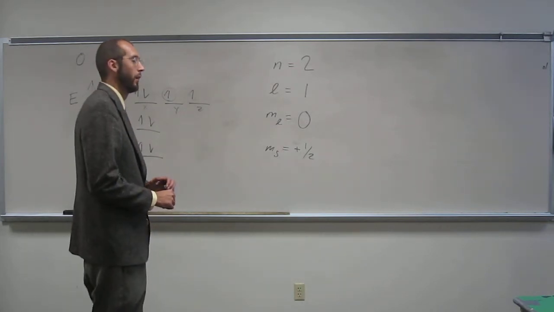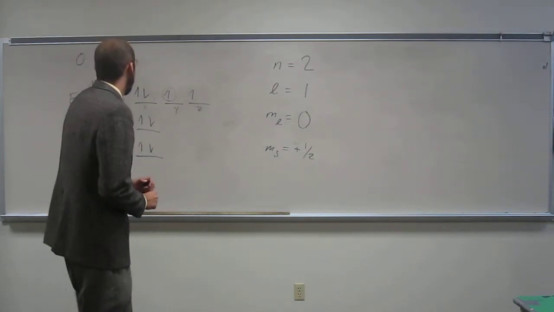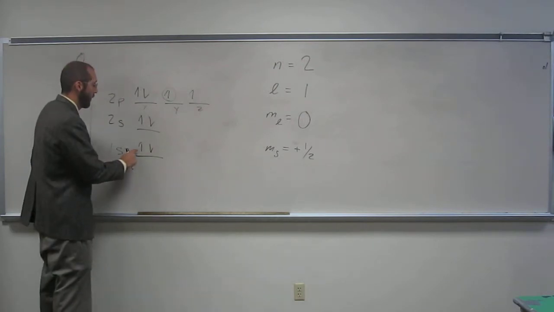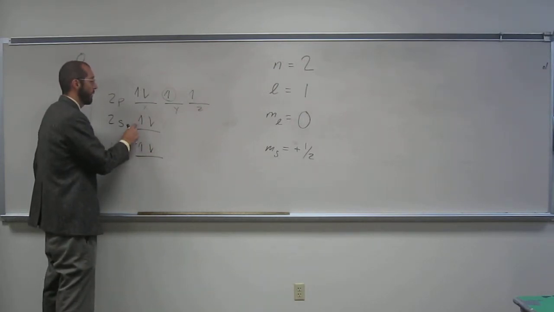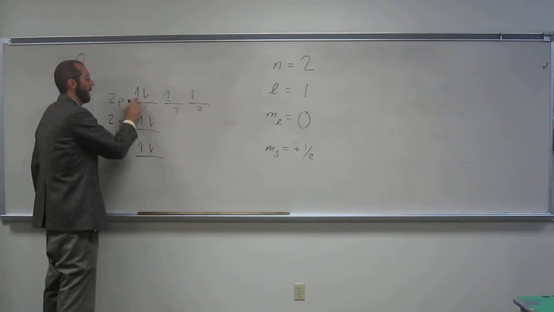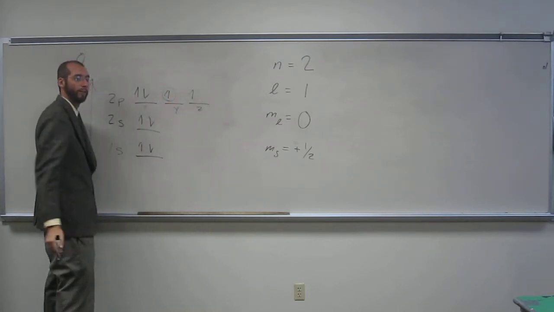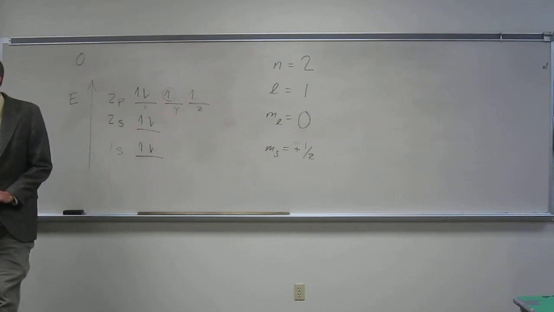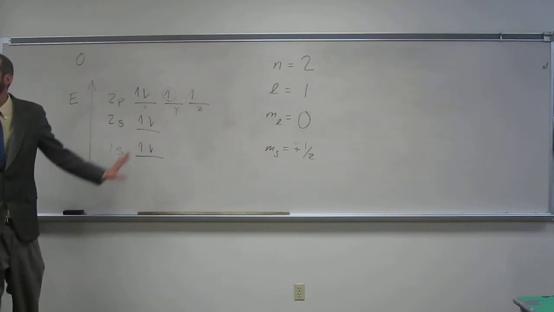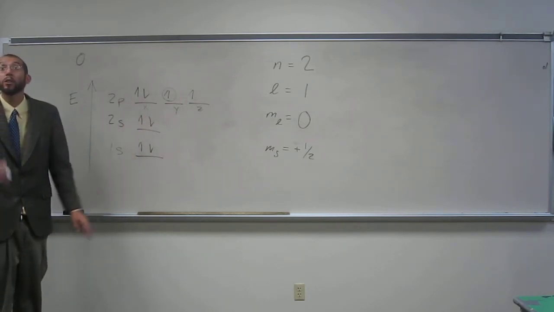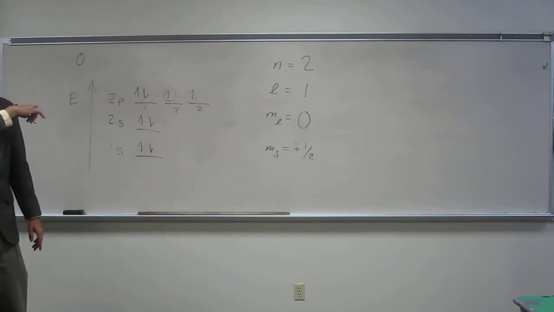How many was the sixth one? How'd you count them again? How did I count my electrons? 1, 2, 3, 4, 5, 6. Oh, you go up. 7, 8, okay. Right? You guys got it? Should we do another one? Let's just do one more electron. Do you have a question on this one?